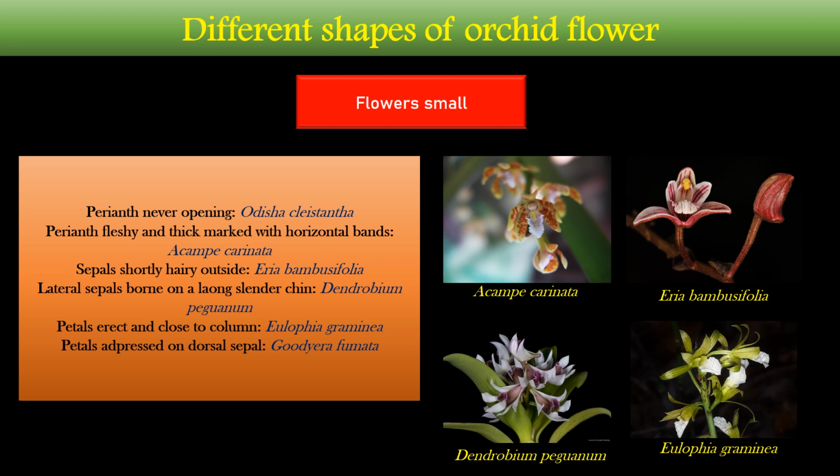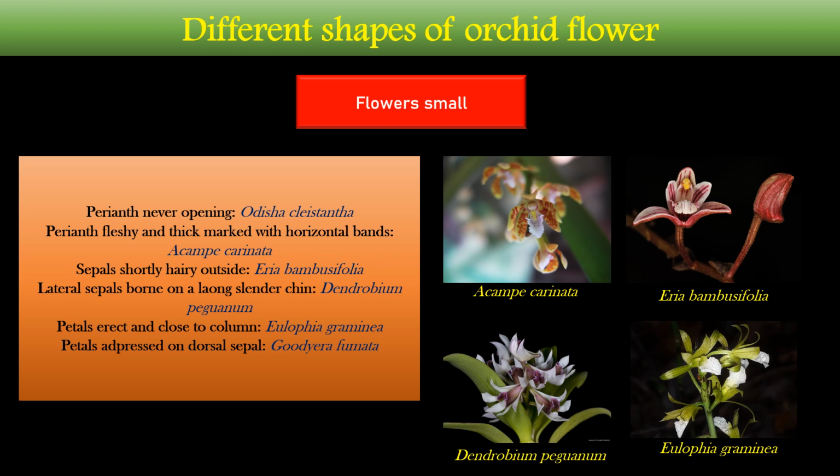So then comes to our perianth fleshy and thick, marked with horizontal bands. That is the best example would be Acampe carinata. As you can also see this in the picture, it is very small in size.